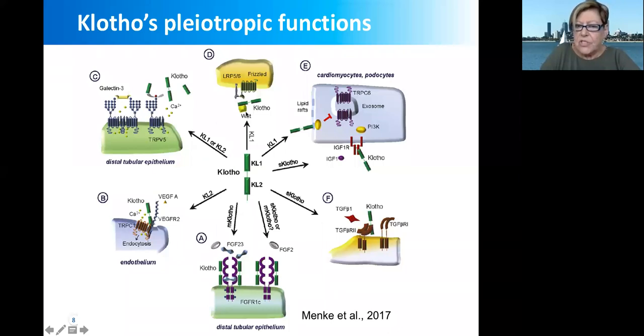Klotho is also inhibiting Wnt signaling because it binds to Wnt, so Wnt cannot bind to its receptor. One of the very important roles of Klotho in the kidney, in the distal tubular epithelium as well, is to be a co-receptor for FGF23 signaling. So the FGF receptor itself cannot bind FGF23, which is important for the homeostasis of calcium, phosphate, and vitamin D, without having Klotho next to it in the membrane.